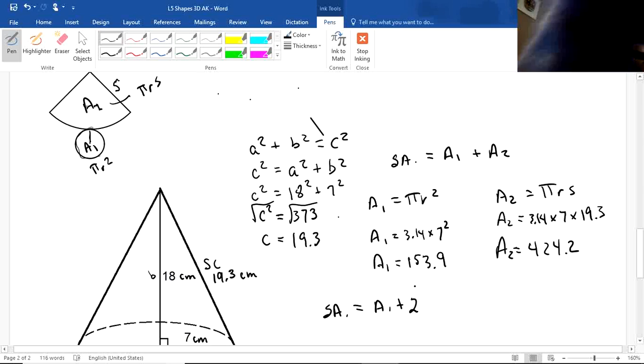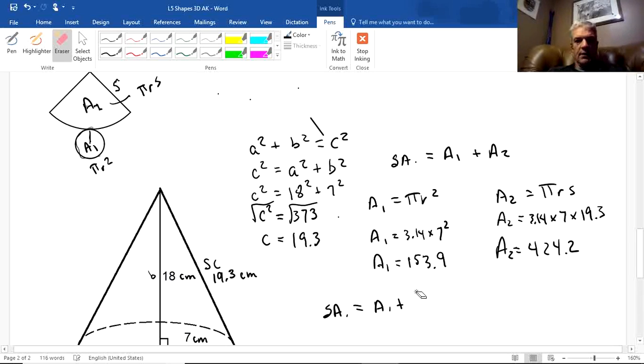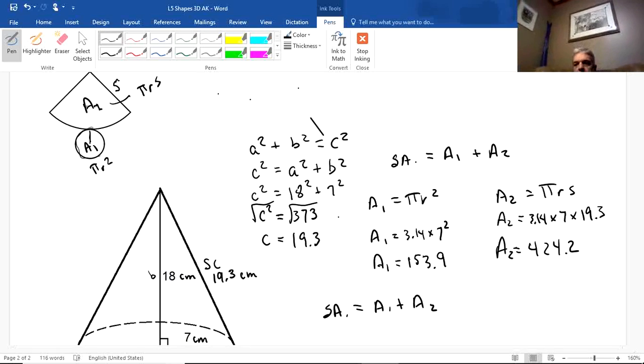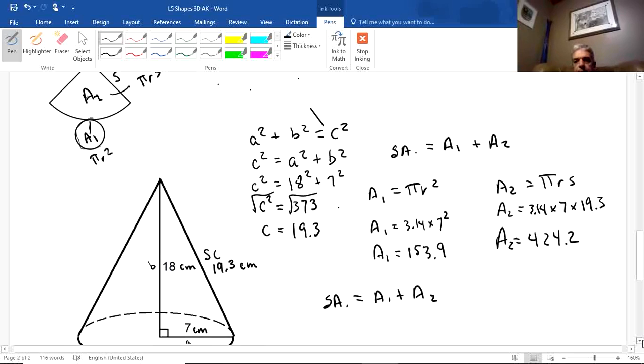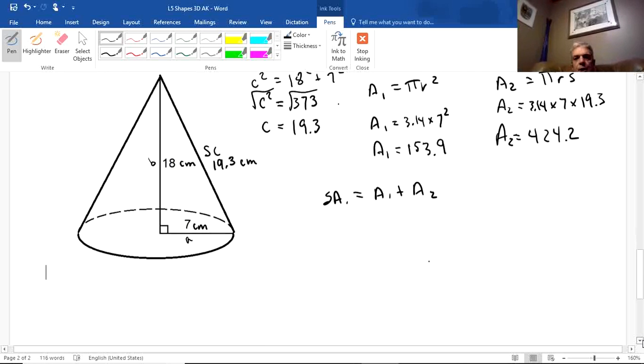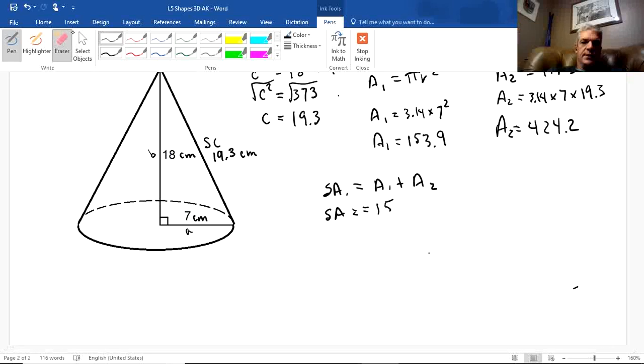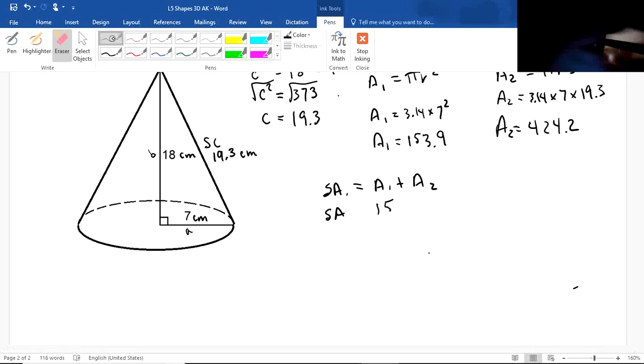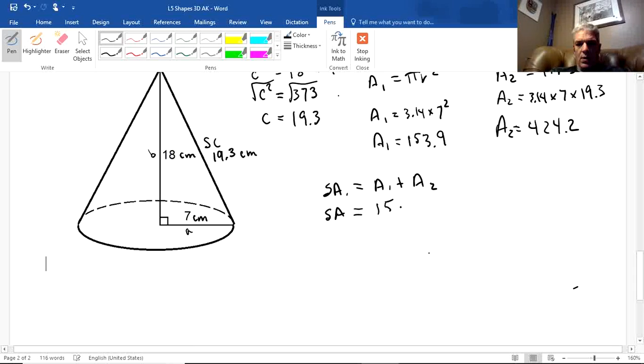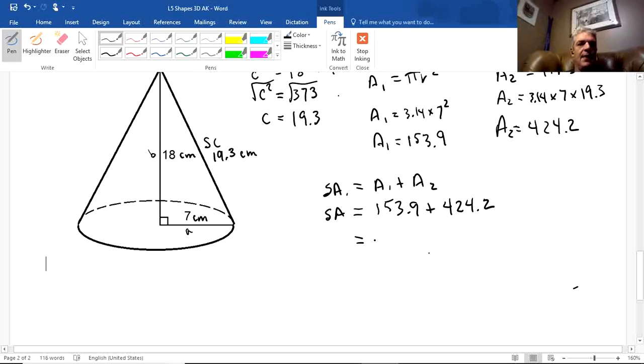I'm going to scroll down here, give myself a little bit more room. Okay, and what do I end up with? I end up with a value of SA equals 153... Oh, silly me. I put two sets of equal signs in there. Let me get one. 153.9 plus 424.2. And I just simply have to add those two numbers together.